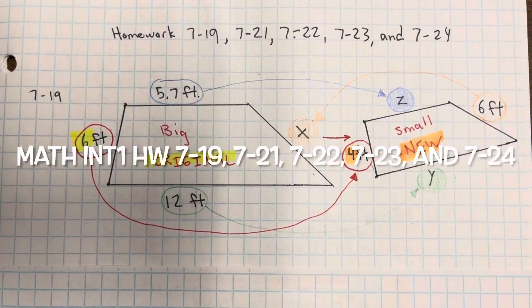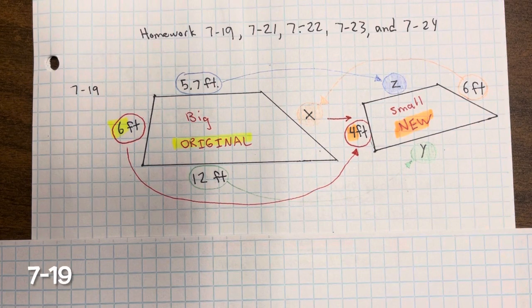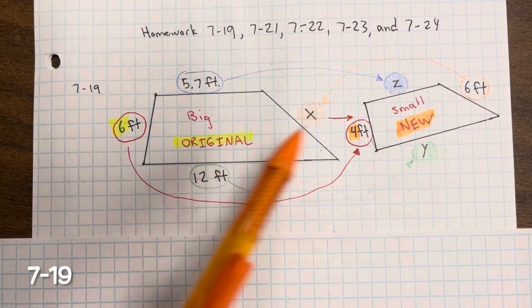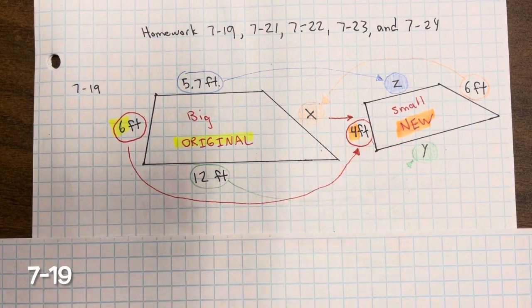This is the homework for 719, 721, 722, 723, and 724. In 719, we have two polygons that are similar, and we need to first find the scale factor. We're going to do the scale factor from big to small, the original polygon to the new polygon.